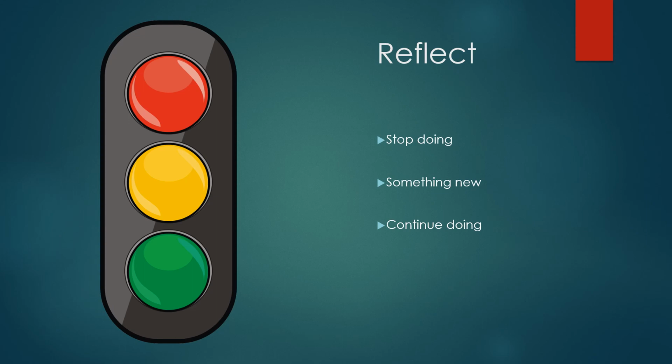Let's take a moment and think about the role of register in our pedagogy. We will use the traffic light metaphor to do so. What is something that you are going to continue doing around register? Amber light, what is something new that you're going to try? And red light, what is something that you will stop doing with regards to register? Pause the video and take a moment to reflect.